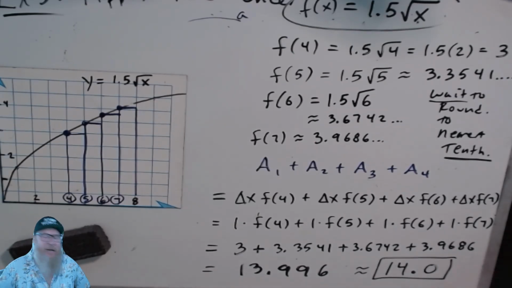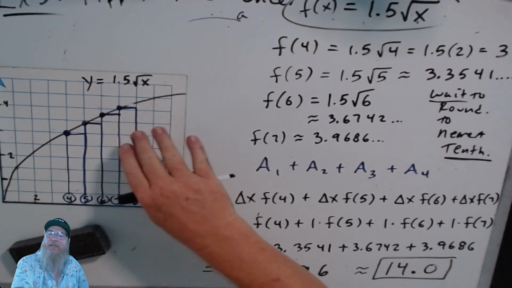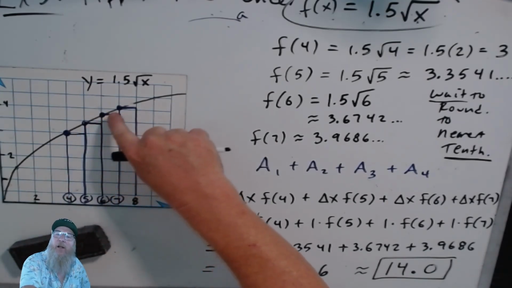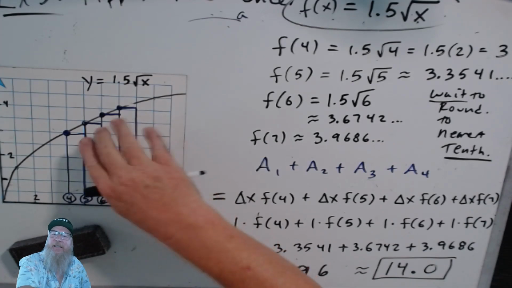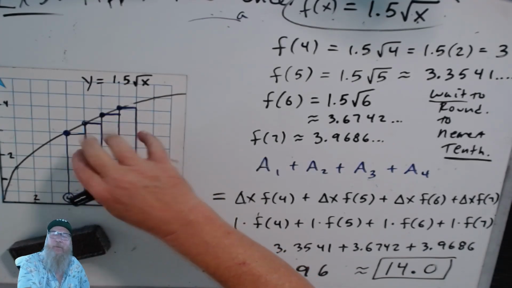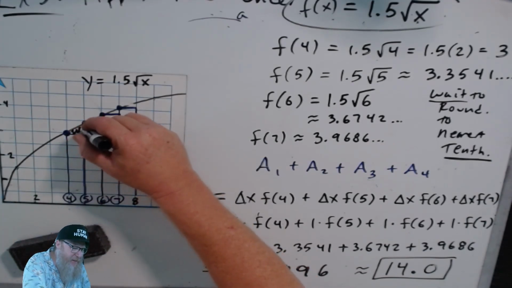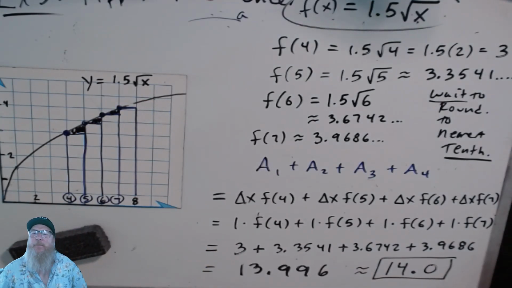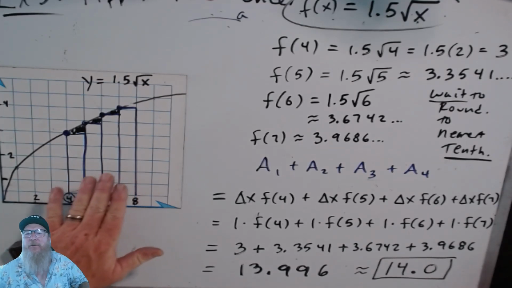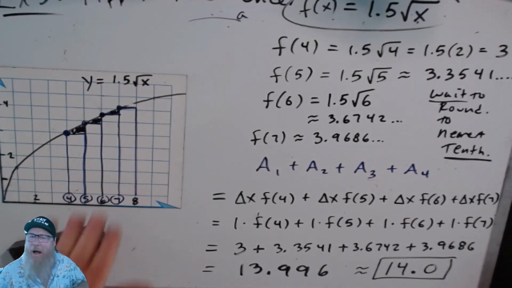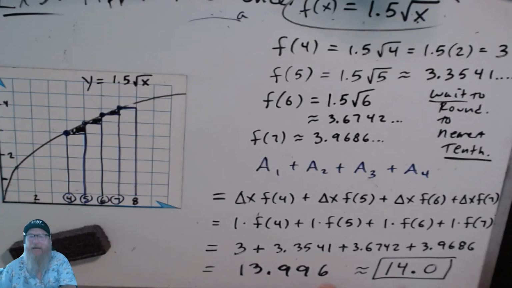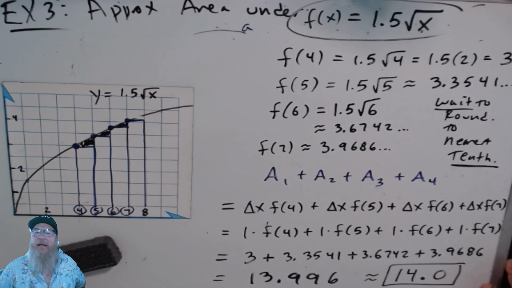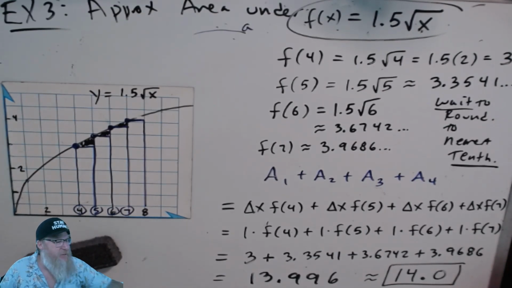Not too shabby, huh? And you can kind of see the idea now as we're going along. The more rectangles we use, look at how close this is to the actual area, right? We're only missing these little areas right here, right? So it's pretty close. If I were to use 8 rectangles or 12 rectangles, you can get very, very precise with these approximations.